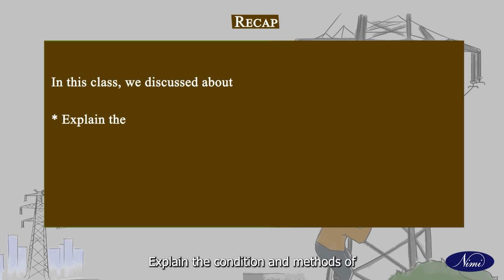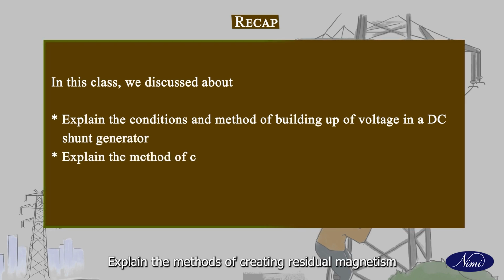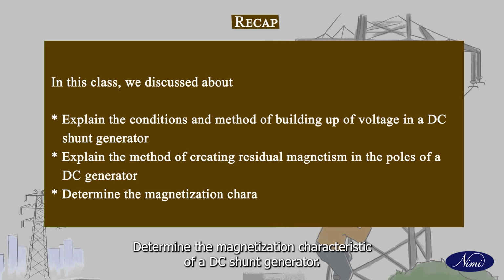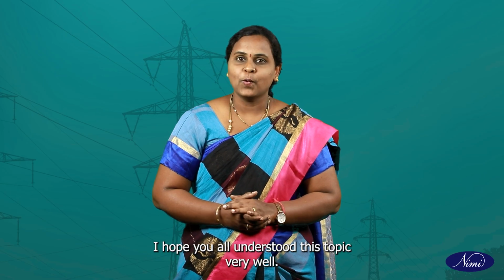In this class, we discussed the condition and methods of building up of voltage in a DC shunt generator, the methods of creating residual magnetism in the poles of a DC generator, and the magnetization characteristic of a DC shunt generator.